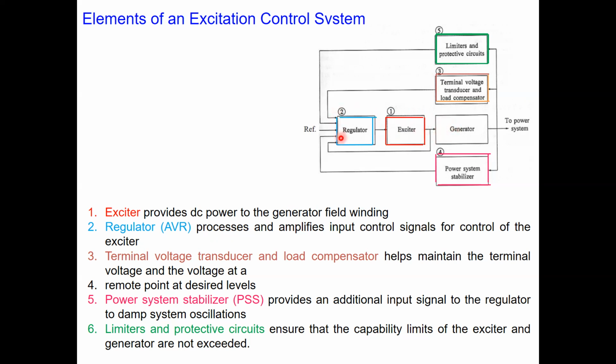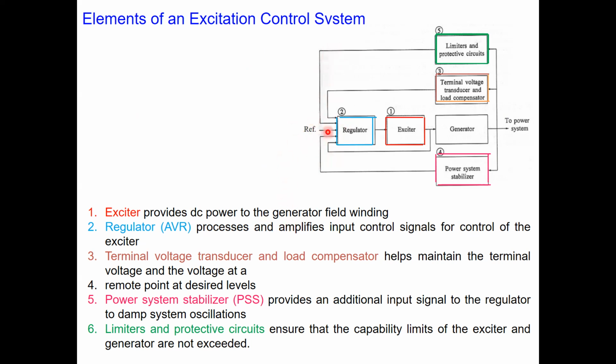Then the second part is the regulator, which we call the automatic voltage regulator. As you can see, because we have different functions to be achieved through the excitation system, there are several feedback signals here. And again, we also have a reference, which corresponds to the reference voltage here.